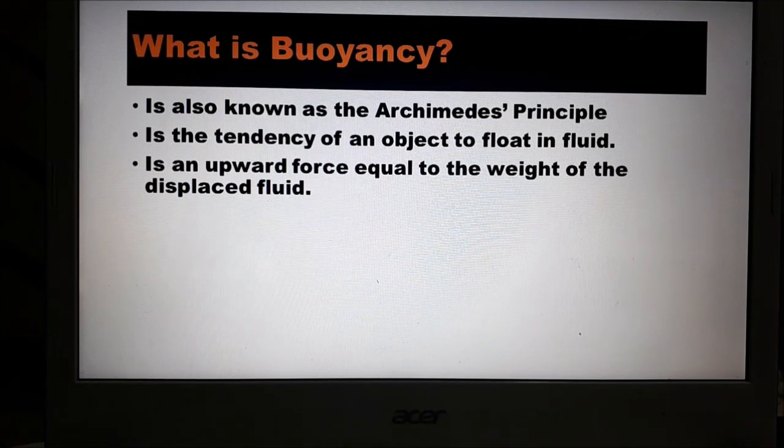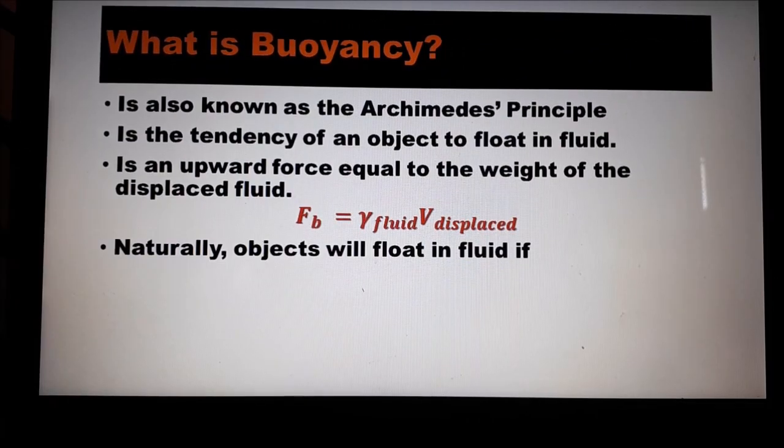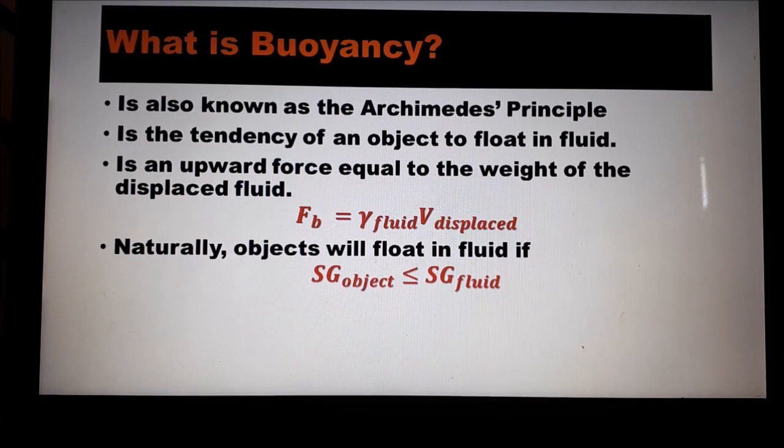The formula that we can use in determining the buoyant force exerted by the fluid is: buoyant force is equal to the specific weight of the fluid times the volume of the fluid displaced. We all know that the specific weight of the fluid is equal to the ratio between the weight of the fluid over the volume occupied by the fluid, as discussed in the previous discussion regarding the properties of the fluid. So, naturally, an object will float in a fluid if the specific gravity of the object is less than or equal to the specific gravity of the fluid, such as the examples that we have mentioned a while ago.